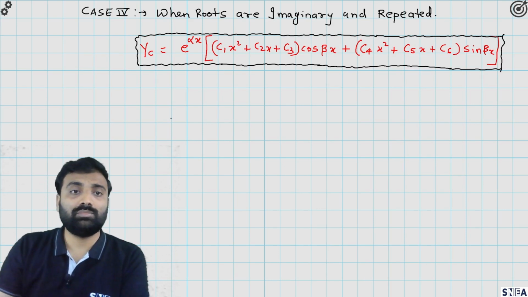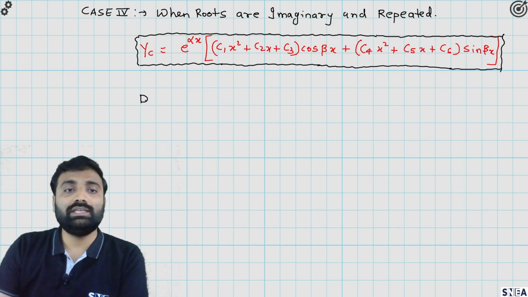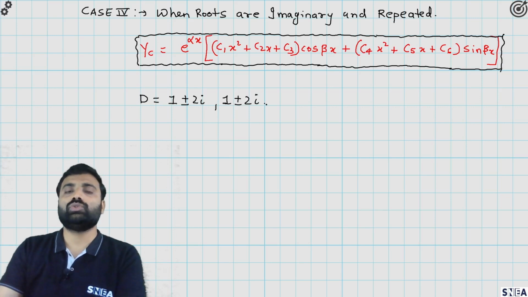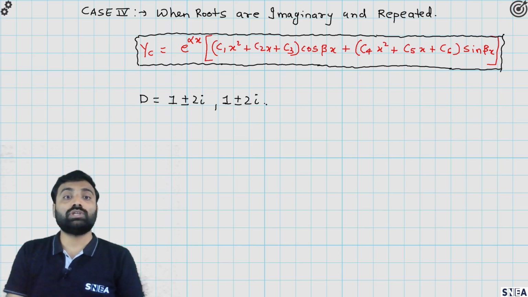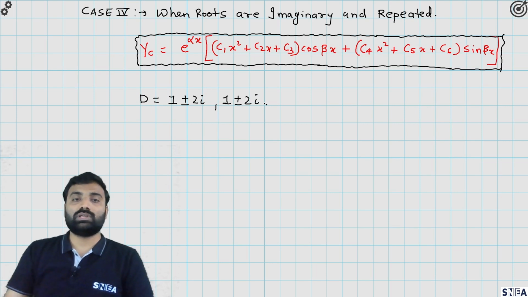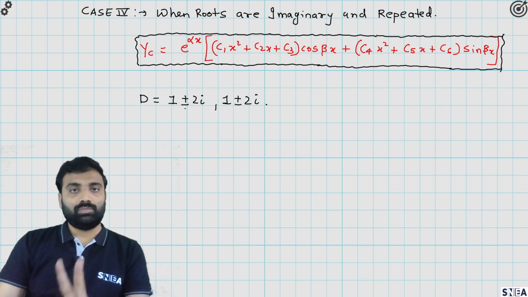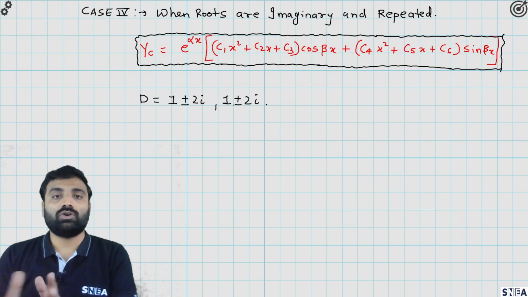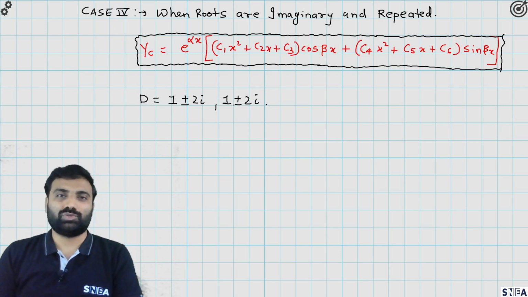Let us see an example here. D equals 1 plus minus 2i. Again 1 plus minus 2i. Total how many roots are there, students? If you see, one plus and one minus, that means 2 roots here, and here again one plus and one minus, another 2 roots. So 4 roots in total.